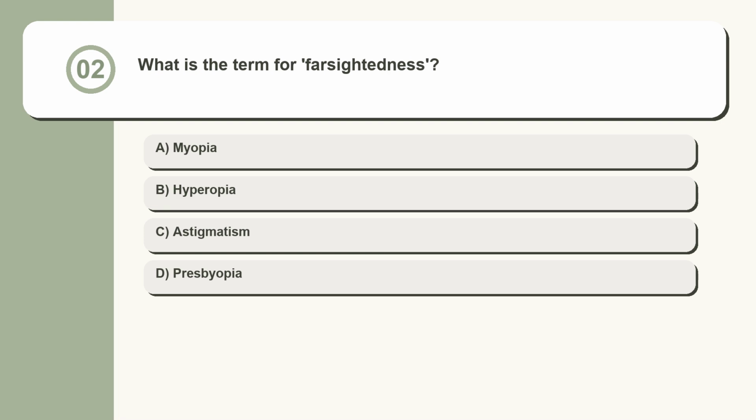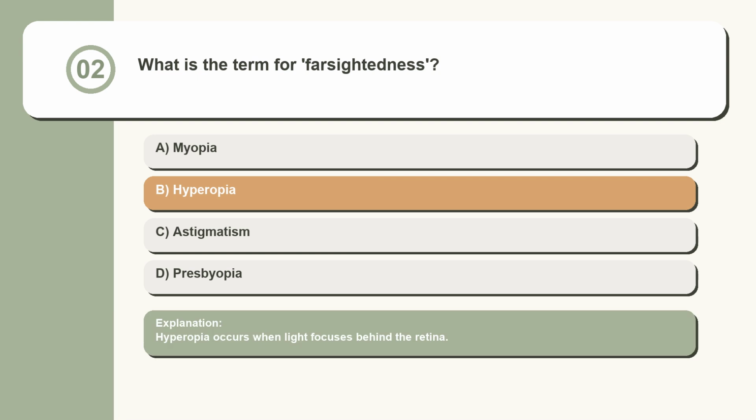Question 2. What is the term for farsightedness? Myopia, hyperopia, astigmatism, presbyopia. Hyperopia occurs when light focuses behind the retina.